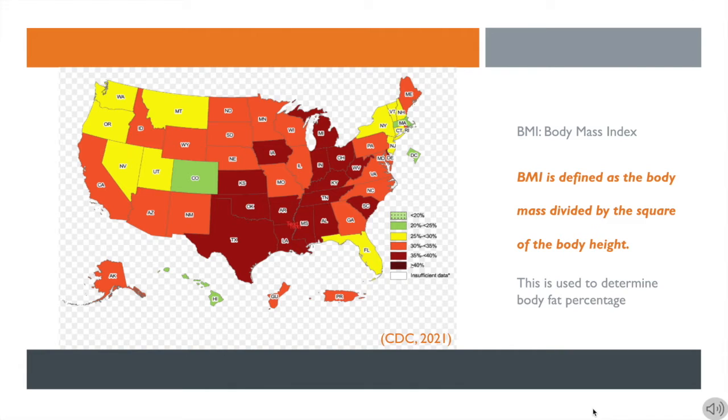And the graph shows the average percentage of the BMIs in these states, right? And so the ones that are red are showing that 35 to 40% of people in that state are obese and have those higher body mass index and so forth. So that is an explanation of the graph.